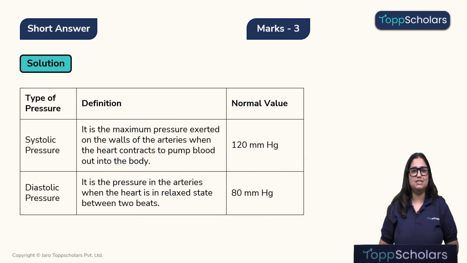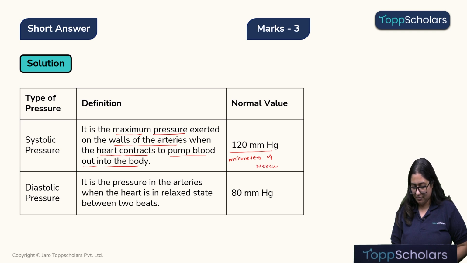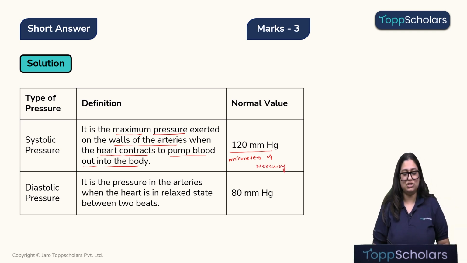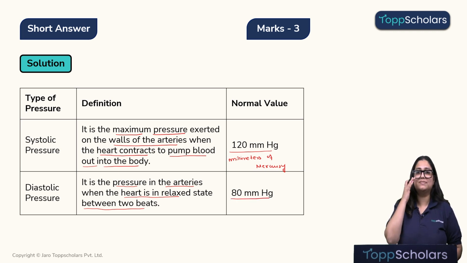So let's quickly look at this table. Systolic pressure is the maximum pressure which is exerted on the walls of the arteries when the heart contracts to pump the blood out inside the body, and that is 120 mmHg. mmHg stands for millimeter of mercury. Alright, and diastolic pressure is the pressure in the arteries when the heart is in a relaxed state between the two heartbeats, and that is 80 mmHg.